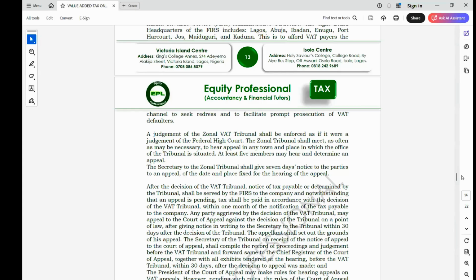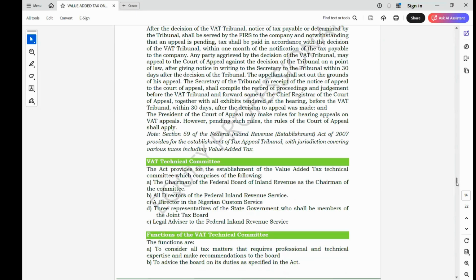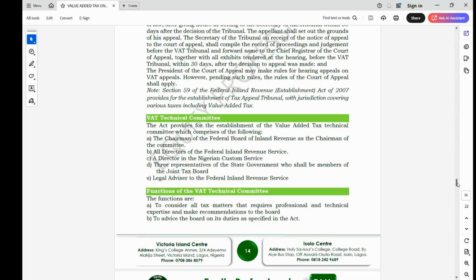So if the Court of Appeal also gives a decision and the taxpayer is also not satisfied with it, you approach the Supreme Court, which is the final one. The decision made by the Supreme Court will be final because that is the apex court in Nigeria. So that is the procedure to dispute any value-added tax that is generated by the Federal Inland Revenue Service.